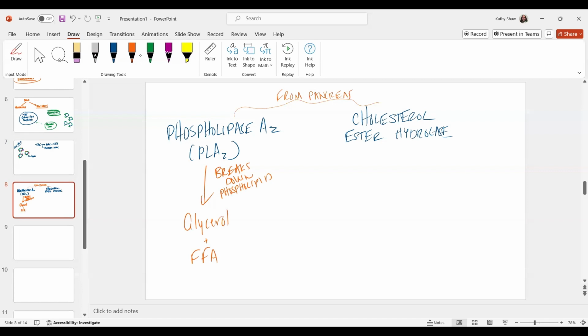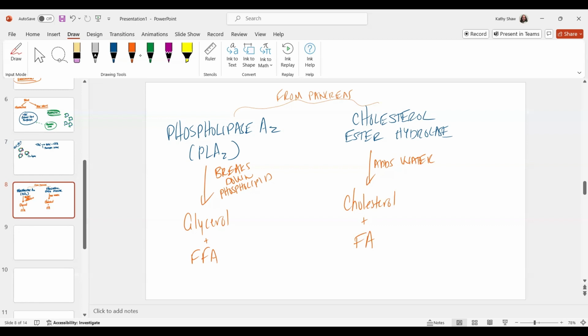The cholesterol ester hydrolase adds water, breaks down the cholesterol ester to the cholesterol and the fatty acid. So we're getting all these smaller pieces again.